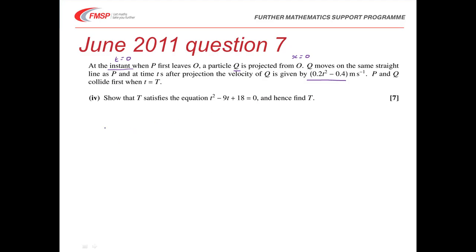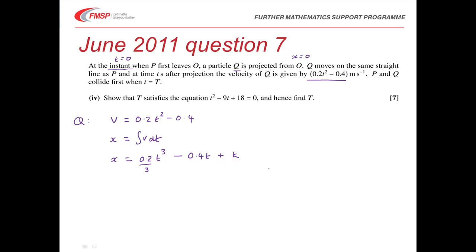Let's start then by dealing with the velocity. For q, the velocity equals 0.2t squared minus 0.4. Well, I want x, and that's the integral of the velocity with respect to time. So x is, integrating, I increase the power and divide by the new power. I don't want to write that as a decimal because it's going to be a fiddly one. And then 0.4 integrates to 0.4t, and I better allow for a constant. I'm going to call this one k because I used c elsewhere in the question.